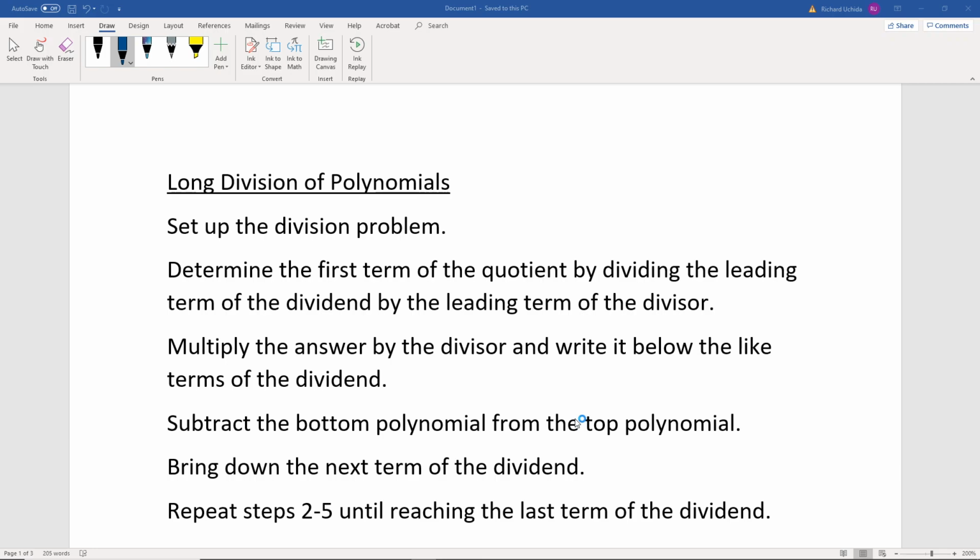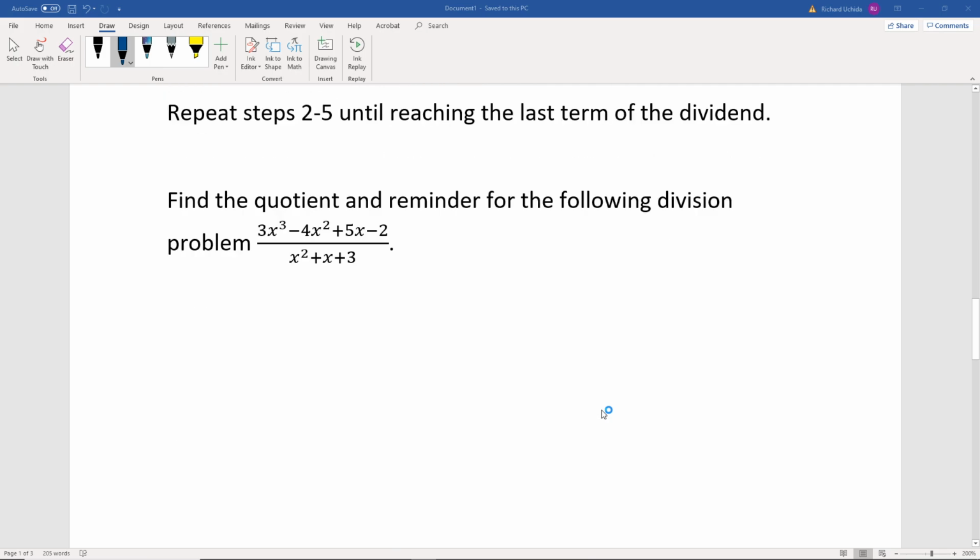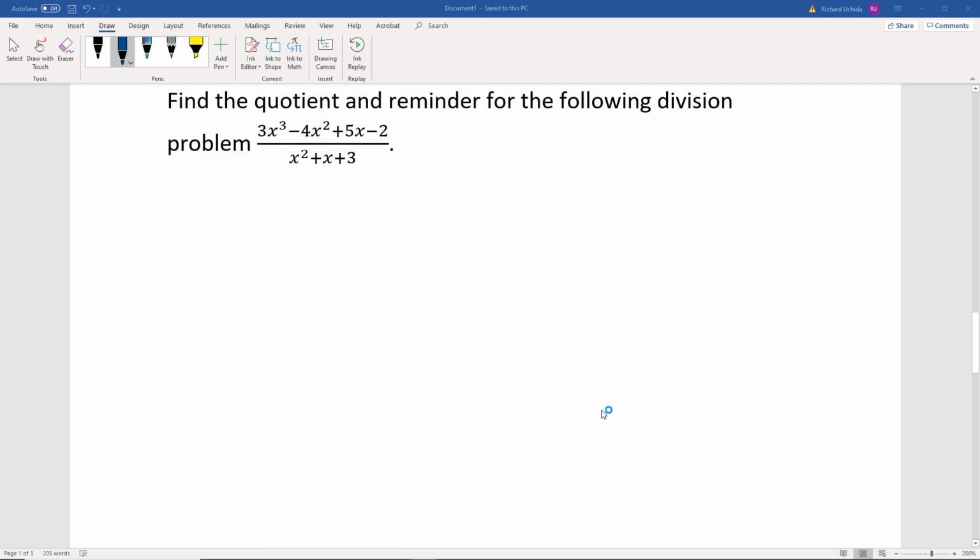Now again, does that all make sense? Maybe not. Well, hopefully you have seen long division of polynomials, but if you were seeing that for the first time, you'd be wondering, okay, what on earth am I doing there? So let's actually do it with an example. Let's find the quotient and remainder for the following division problem.